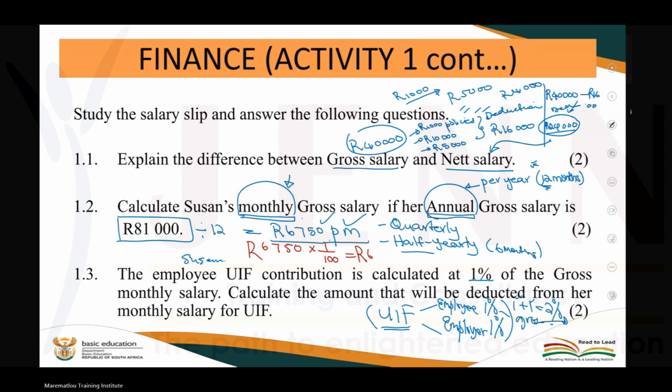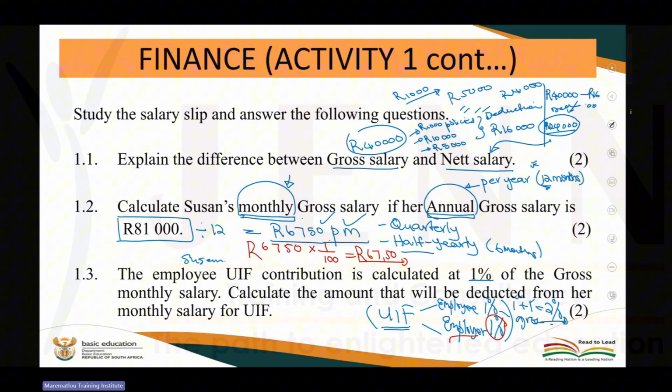50. So that is the amount, 67 Rand 50. This will be coming from the salary of Susan. Remember, I said the employer must also contribute another 1%, meaning that there will also be 67 Rand 50 coming from the employer.